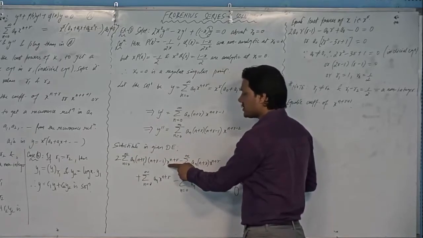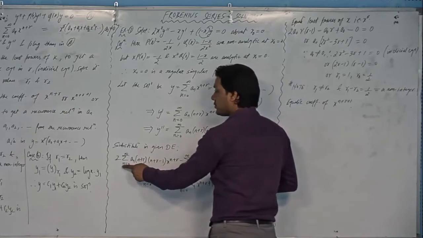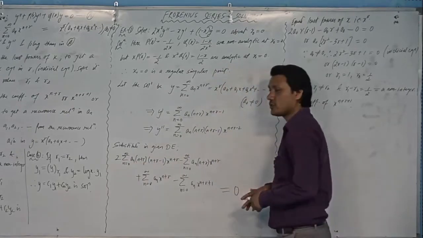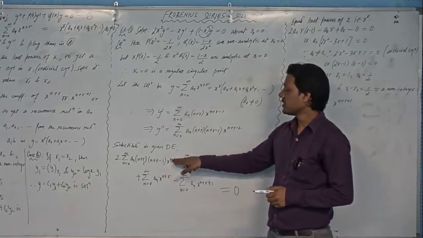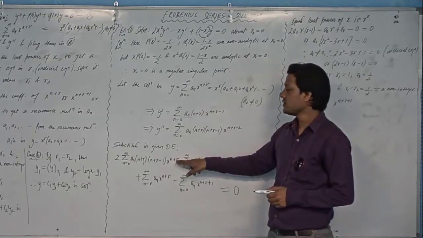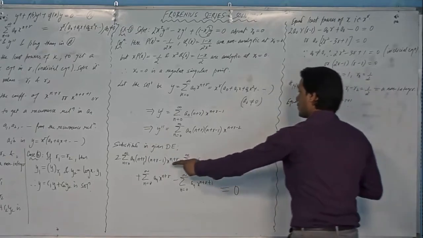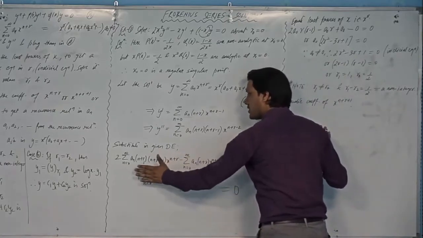We can always obtain x to the power n plus r plus 1 from this summation. Why? Just put n equal to n plus 1. If you put n equal to n plus 1, then you will get x to the power n plus 1 plus r. So I will trace the coefficient of x to the power n plus r plus 1 by considering n equal to n plus 1 from here.